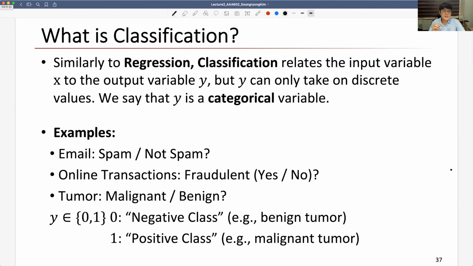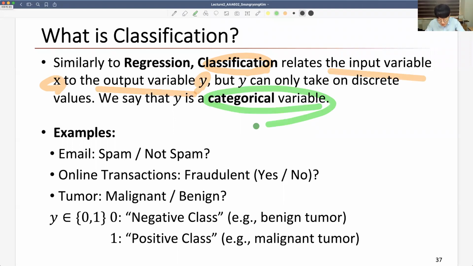You can just find out the main difference between the regression problem and the classification problem in the mapping function. So let's find out that. First of all, similar to the regression problem, the classification problem relates the input variable x to the output variable y, but y can only take a discrete value or categorical variable. What is a categorical variable?